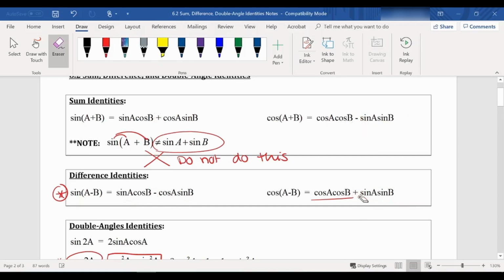Because we're going to be referencing this again. I'm looking at this one here with the star. So I've got two angles inside that are subtracting. That's what I've got. So I'm going to expand it like this here to the right.